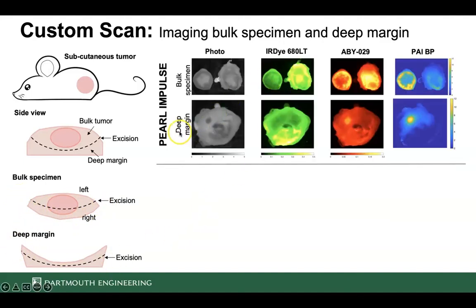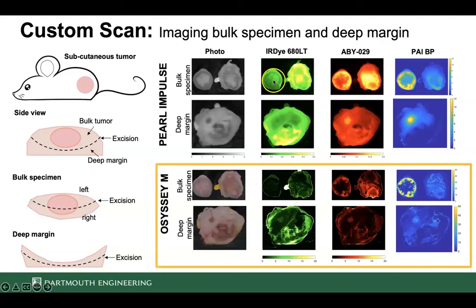We can image these on the Pearl Impulse, and what you can see here is that the fluorescence signal is bright in the bulk specimen, which we anticipate, but we actually do see some signal coming from the deep margin as well, which would indicate that there was some tumor left over. The nice thing about the Pearl is that we actually get a little bit more depth sensitivity due to the wide field imaging. However, these same tissue samples were scanned on the Odyssey M, and we can get very high resolution detailed images of the fluorescence on the surface, indicating whether or not there are actually any tumor cells on the surface or very near to the surface, which is what the surgeons are concerned about.